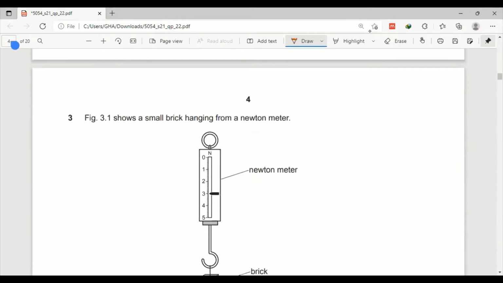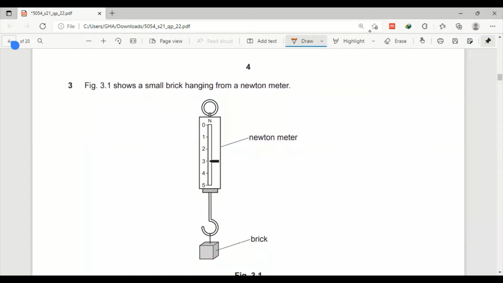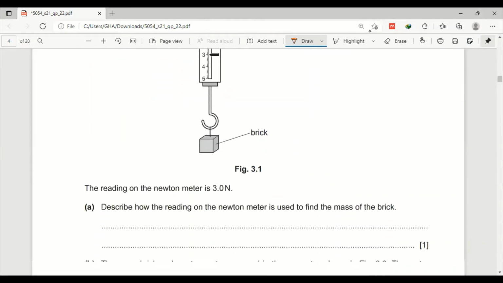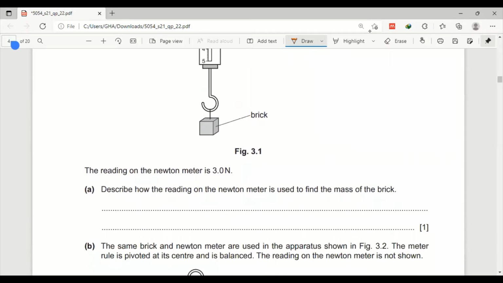So now move to question number 3. The figure shows a small brick hanging from a Newton meter. The reading on the Newton meter is 3.0. Describe how the reading on the Newton meter is used to find the mass of the block. So the Newton meter measures the weight, and weight is equal to mg. So m is equal to W divided by g. Mean 3.0 weight divided by g value 10. We will get the mass in kilogram.